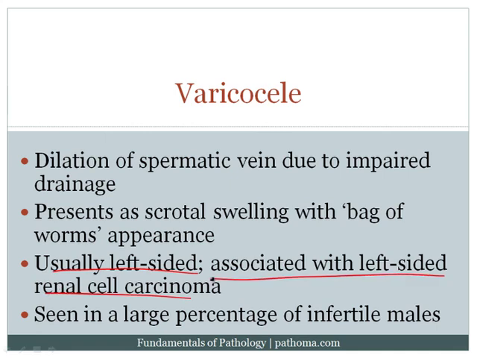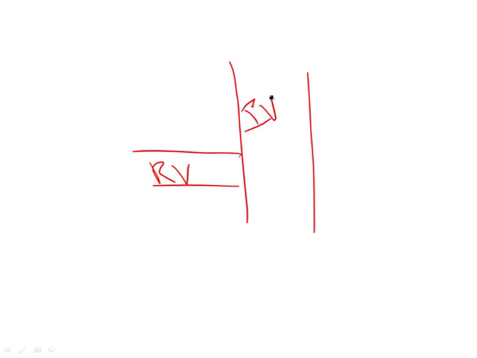This is particularly high yield because it goes back to anatomy, so I just want to take a moment to draw out what's going on the left side. So let's go back to the whiteboard. Here's the inferior vena cava, and you've got the renal vein coming in to the inferior vena cava.